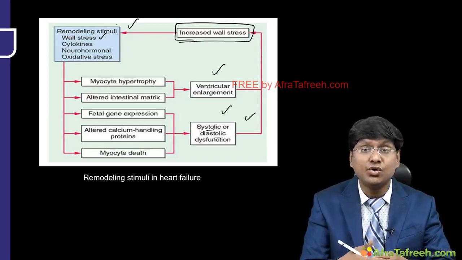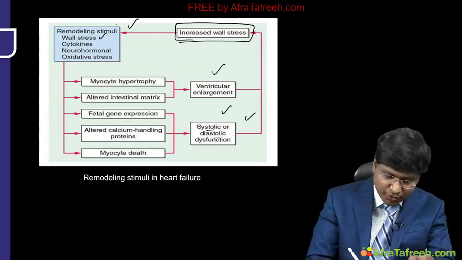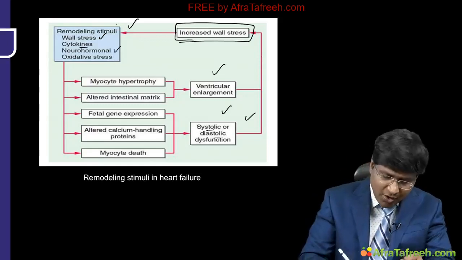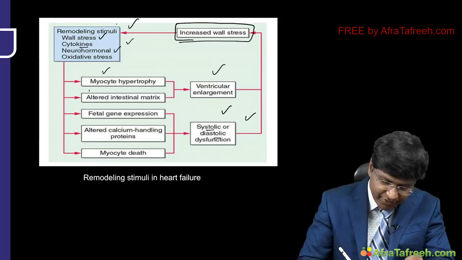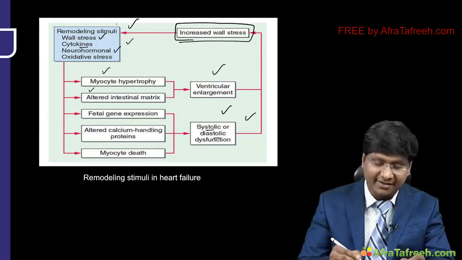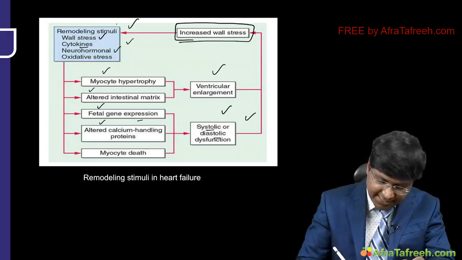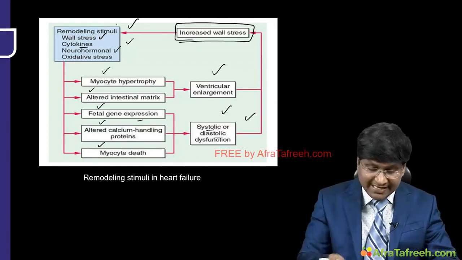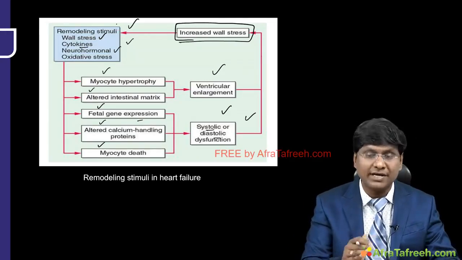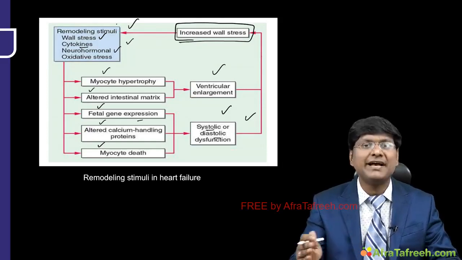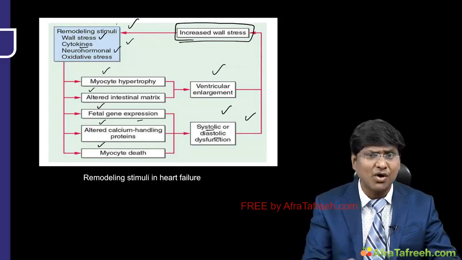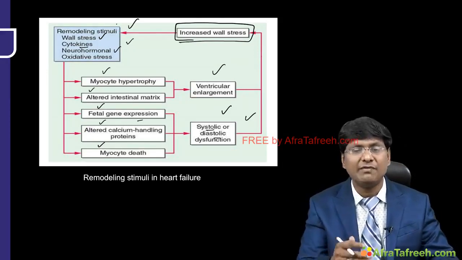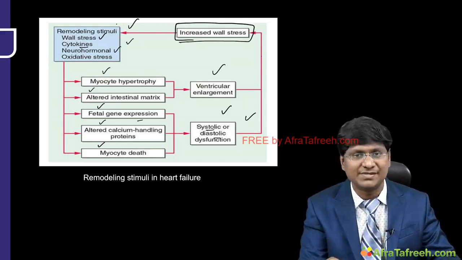There is also release of inflammatory mediators that include cytokines, and there will be neurohormonal oxidative stress. All these events will cause myocyte hypertrophy, altered interstitial matrix, fetal gene expression, altered calcium handling proteins, and finally myocyte death. These are the events that will progress the severity of the heart failure. Now let me discuss how all these are happening, why they are happening, what will be the consequence of this, and how we can inhibit this, right?